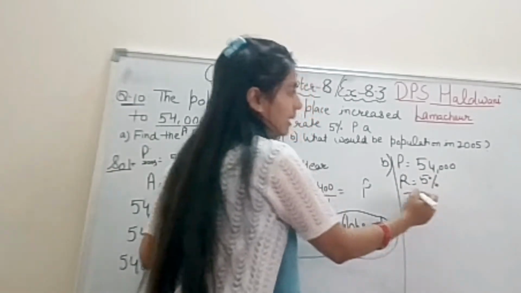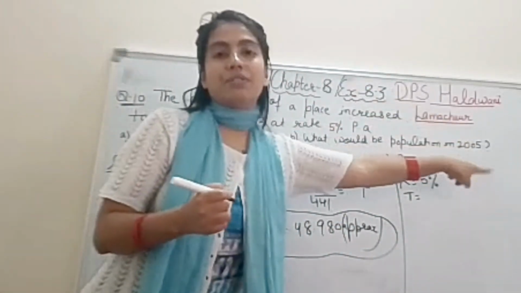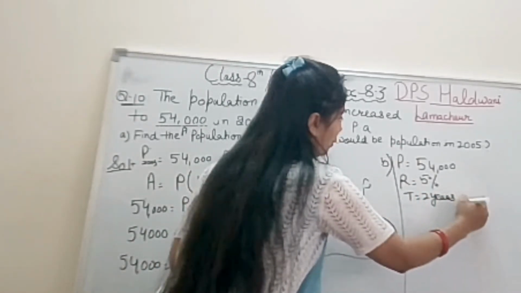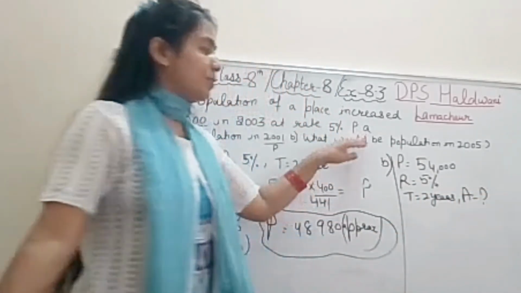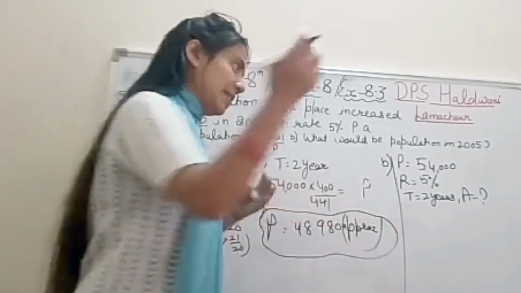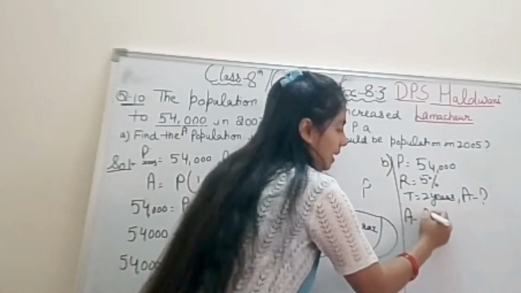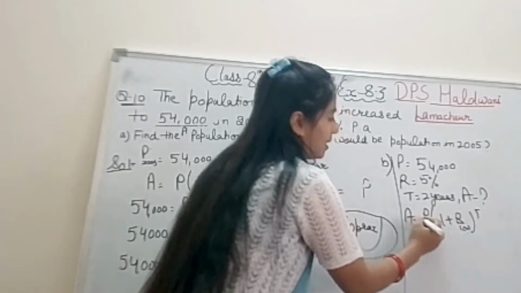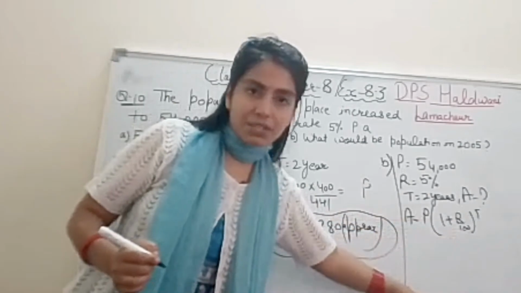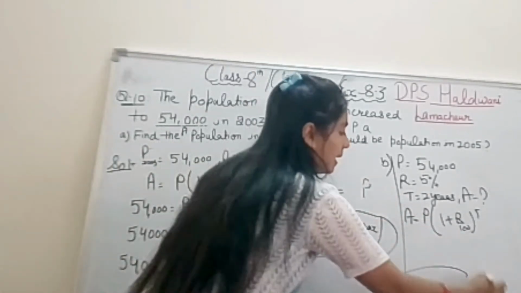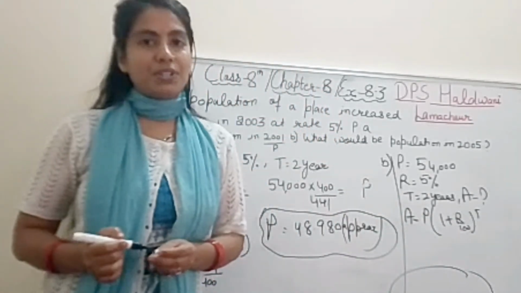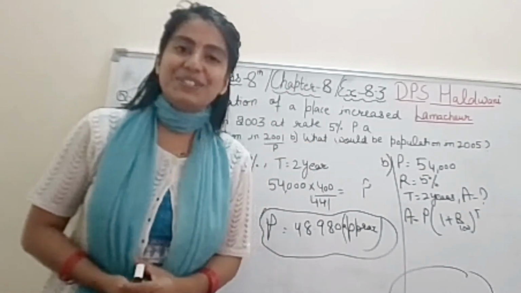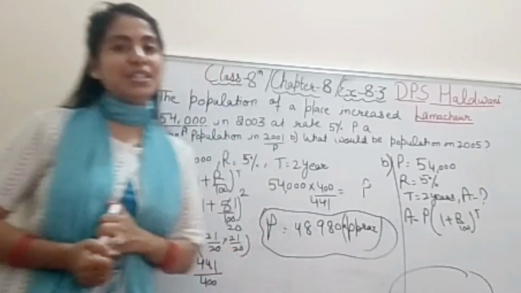Now time, again, is 2003 to 2005, so 2 years. And the amount we don't know, because what the population will be in 2005 we don't know. So the same formula you will put: P (1 + R/100)^T. With the help of this formula you will solve this question, and in the last you will get the answer, the amount. That will be the population for 2005. Right, student? I hope you understood the question.